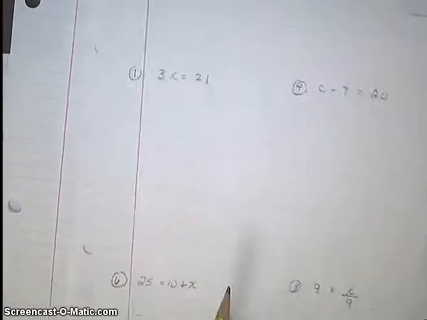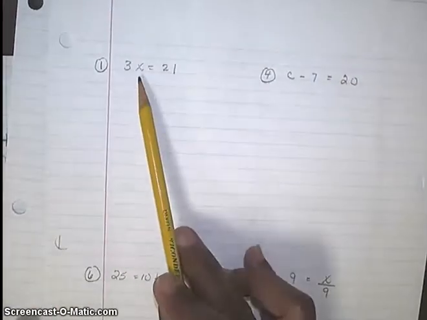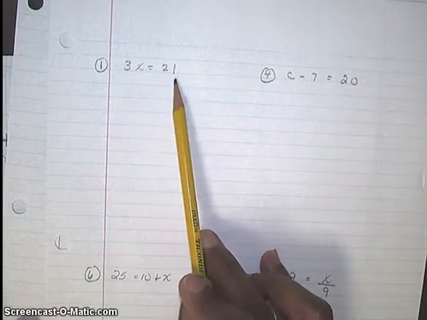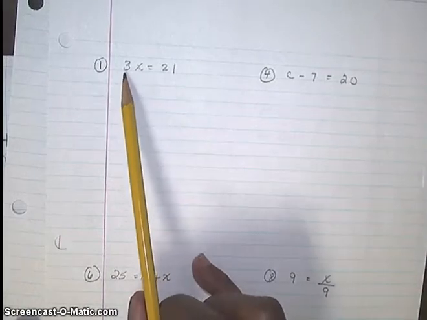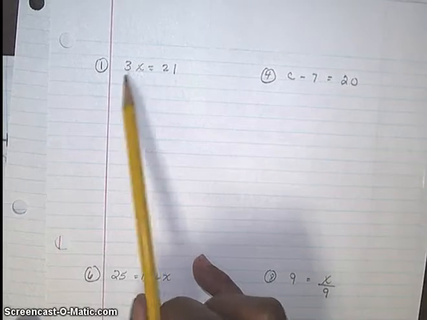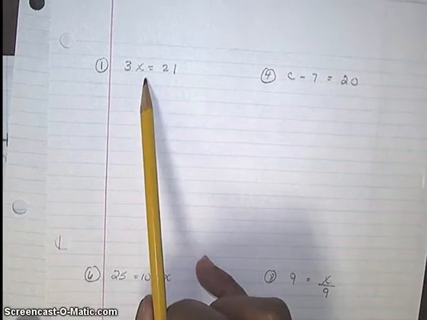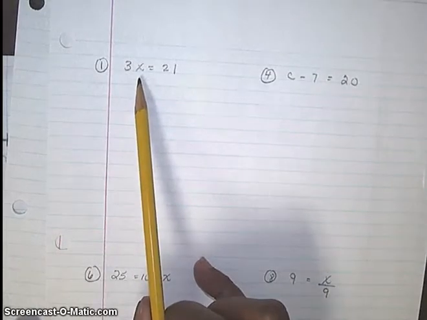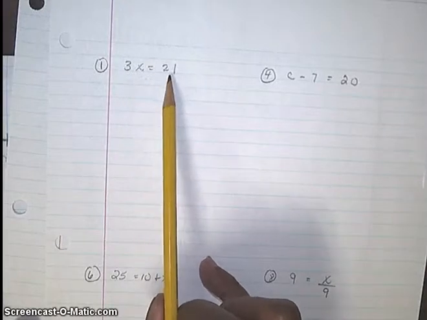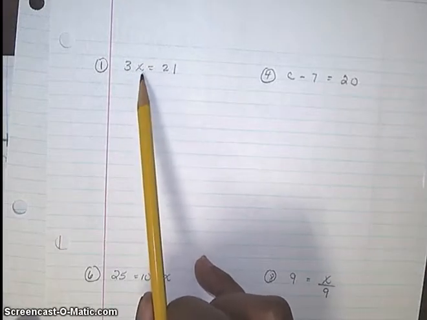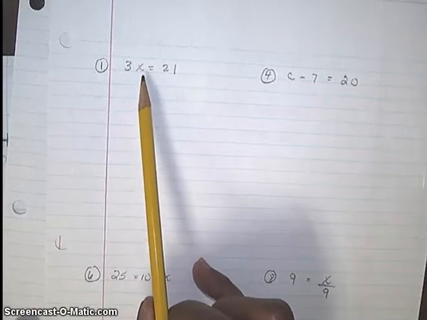The first problem, girls, 3 times x is equal to 21. Remember, anytime that you see a variable next to a whole number, that means multiplication. So, what we're going to do is we're going to look at 3 times x is equal to 21, and how do we find what x is? We said that it's 7. But now I said I need you to prove it to me.